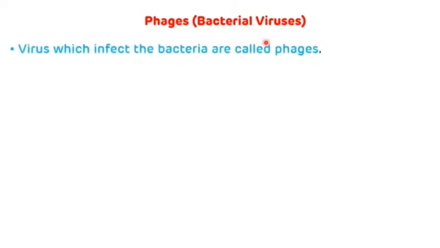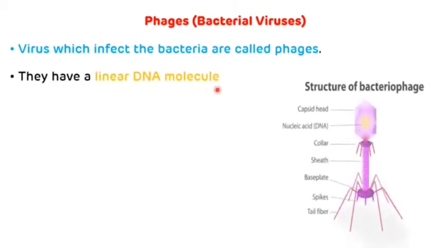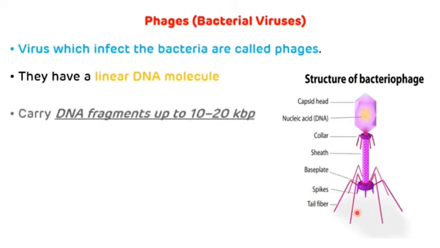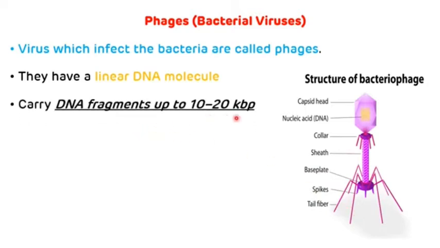Now we will see bacteriophages, which are also known as bacterial viruses. Viruses which infect bacteria are called phages. They have a linear DNA molecule. This is the structure of a bacteriophage, and as in the image you can see they have a linear DNA molecule. Apart from DNA, they contain a capsid head, collar, sheath, spikes and tail fibers, and they can carry around 10 to 20 kilobase pairs of DNA fragments. So that is about bacteriophages.